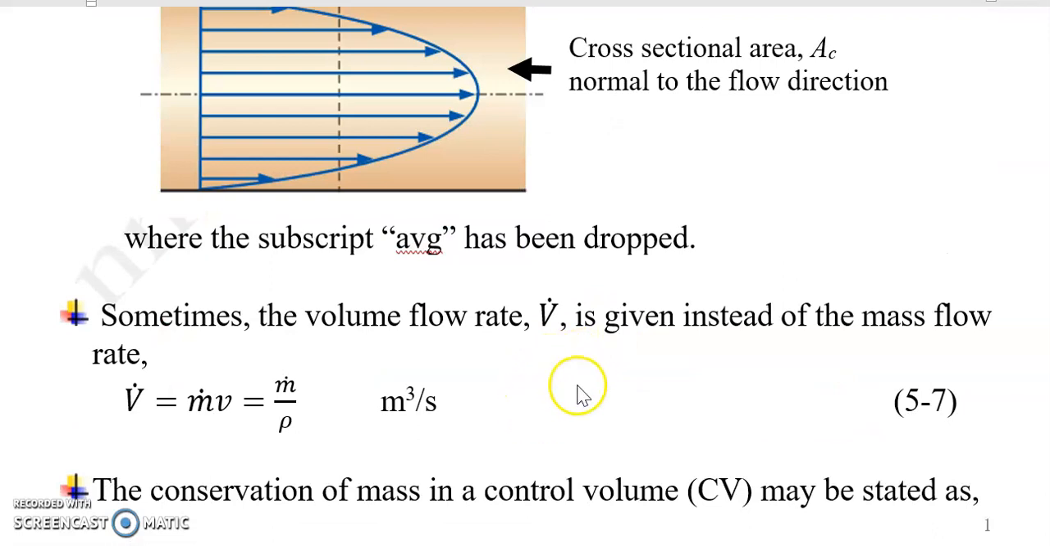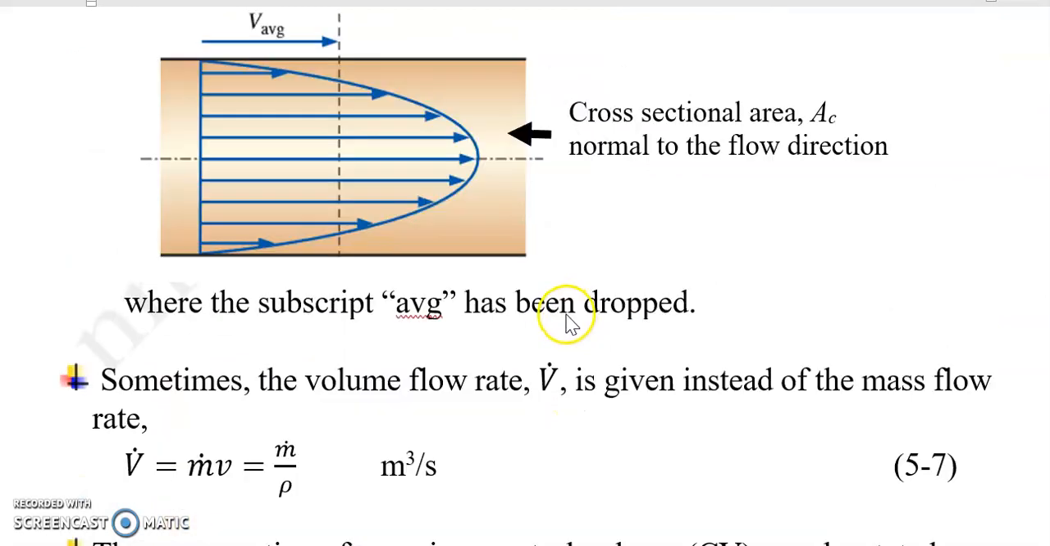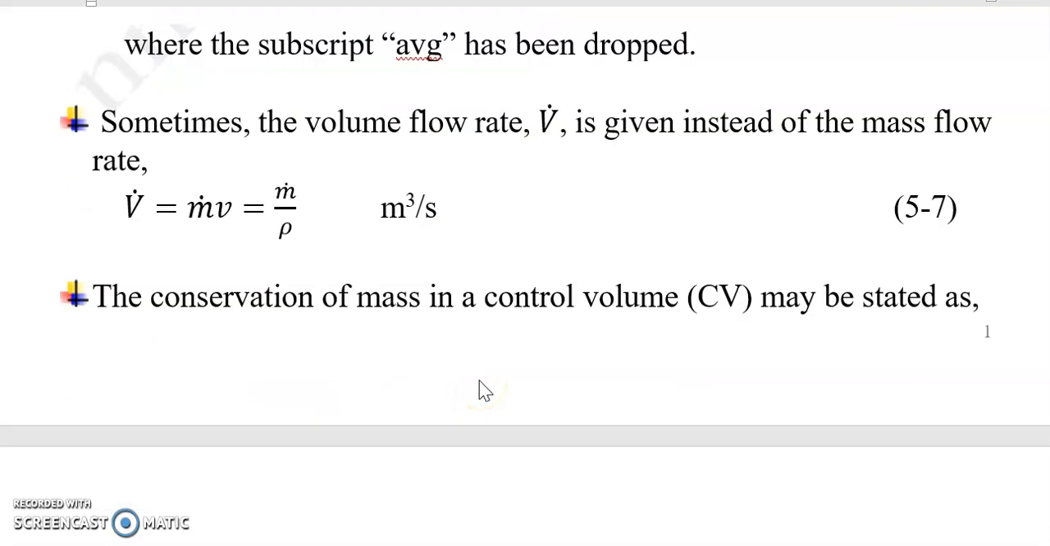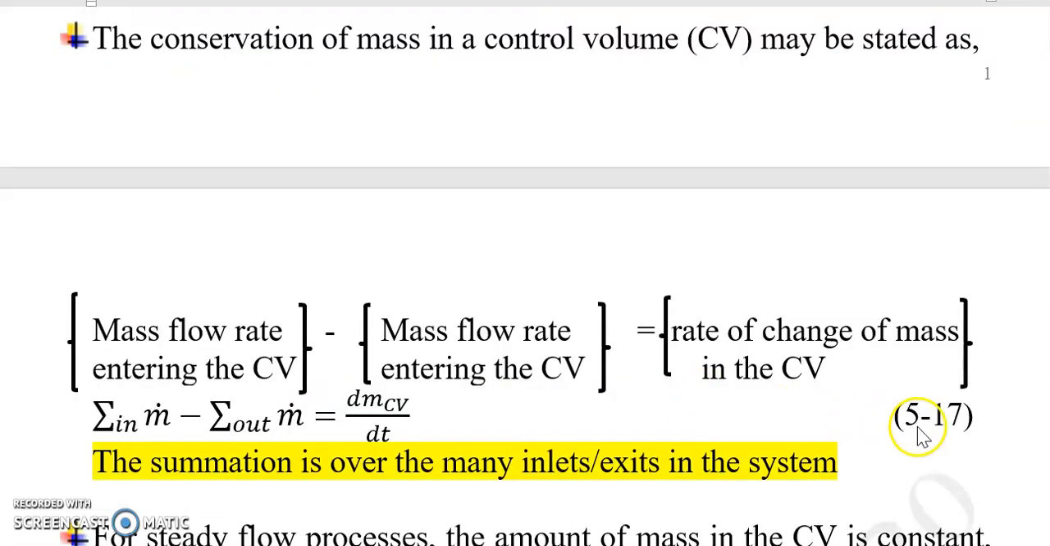Sometimes the volume flow rate is given instead of the mass flow rate. Mass flow rate is in kilogram per second. When volumetric flow rate is given, it's in meter cube per second. But you may get the mass flow rate from that by multiplying the volumetric flow rate with the density. Now, the conservation of mass in a control volume may be stated by 5.17.